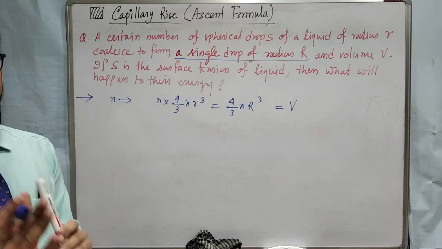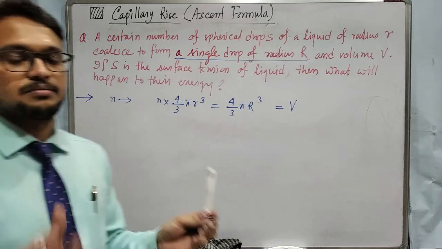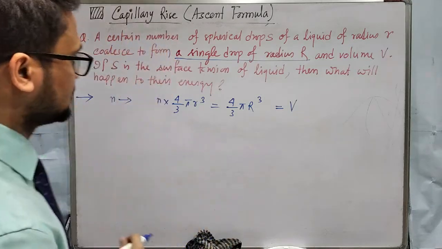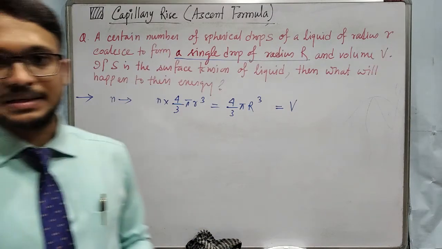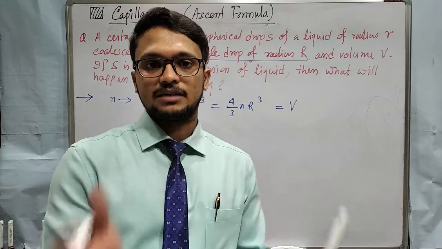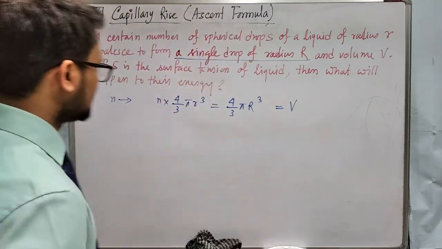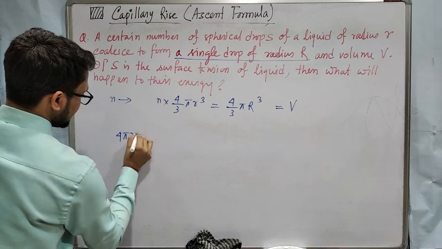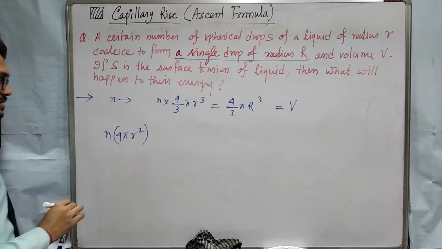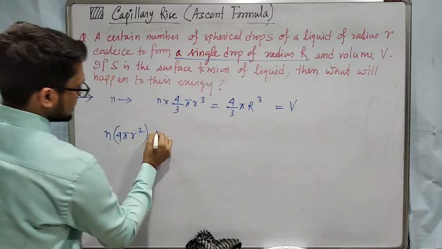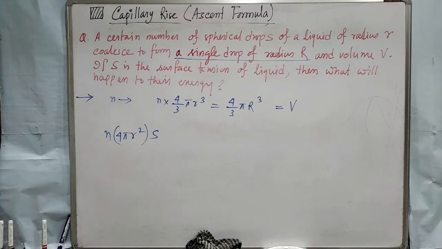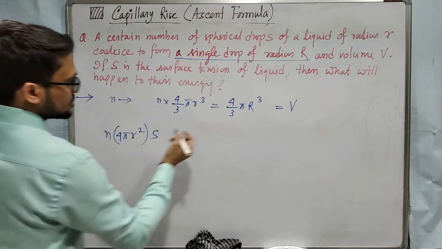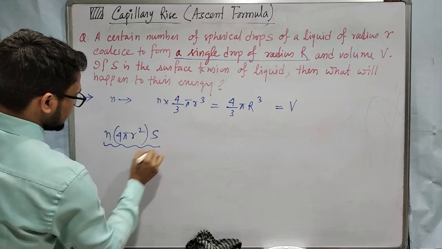Free surface area will decrease. When they are coalescing and forming a bigger drop, their surface area will decrease. Surface area decreasing means the surface energy stored at the free surface will also decrease. So initially, larger surface: n times 4 pi r square is the surface area. And what will be the surface energy? Into S. Area into surface tension gives you the surface energy. So this is the initial surface energy.